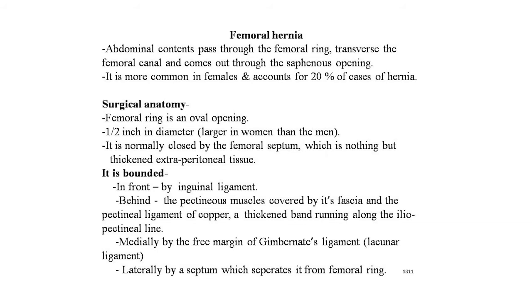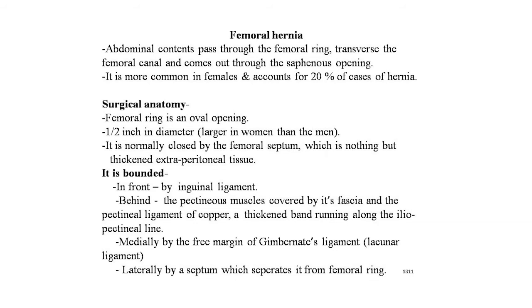Surgical anatomy. The femoral ring is an oval opening, half an inch in diameter, larger in women than in men. It is normally closed by the femoral septum, which is nothing but thickened extra-peritoneal tissue. It is bounded in front by the inguinal ligament, behind by the pectineus muscle covered by its fascia and the pectineal ligament of Cooper, and a thickened band running along the iliopectineal line. Medially by the free margin of the Gimbernat's ligament, the lacunar ligament, and laterally by the septum which separates it from the femoral vein.